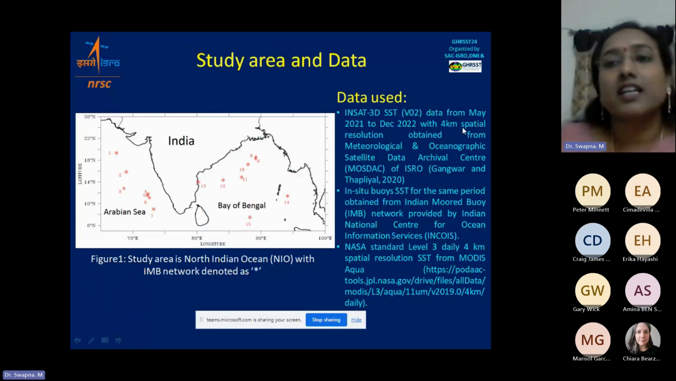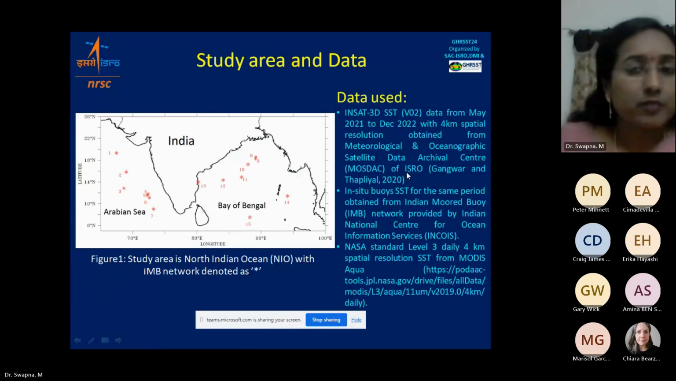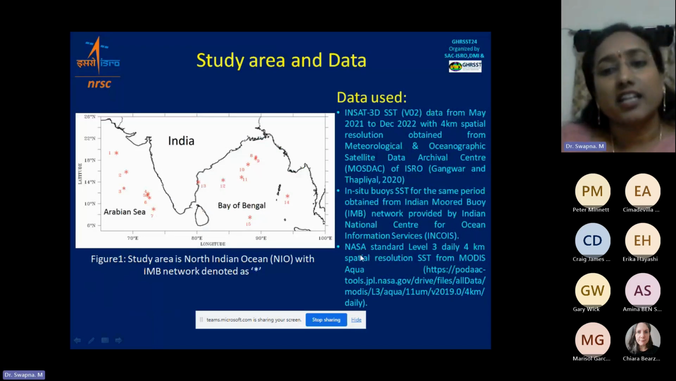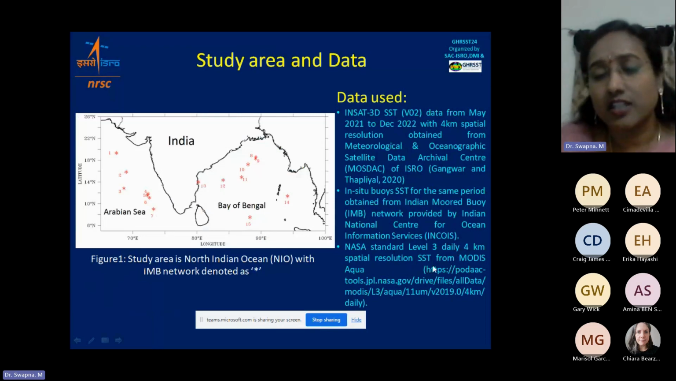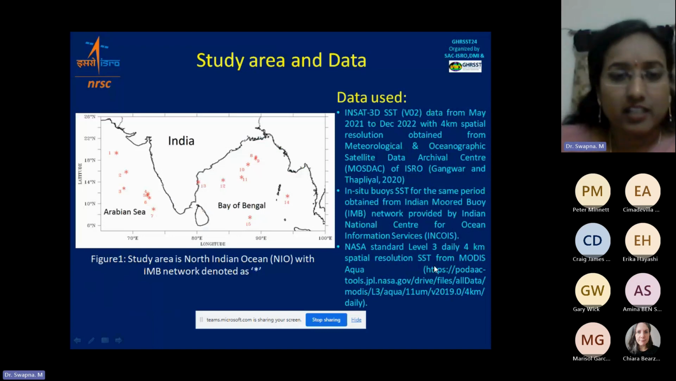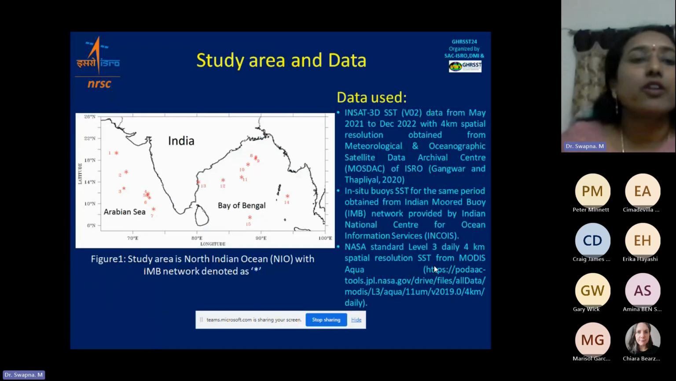The INSAT-3D data, with a high 30-minute interval and 4 kilometer spatial resolution, is obtained from the Meteorological and Oceanographic Satellite Data Archival Center, that is, we call it MOSDAC of ISRO, from the Space Applications Center. And MODIS SST data is taken from the NASA site, which is a level 3 product with 4 kilometer spatial resolution, at Aqua time, at 1:30 p.m. Over the Indian region, Aqua passes around 1:30 p.m. Indian Standard Time. That product I have compared with the INSAT-3D data.